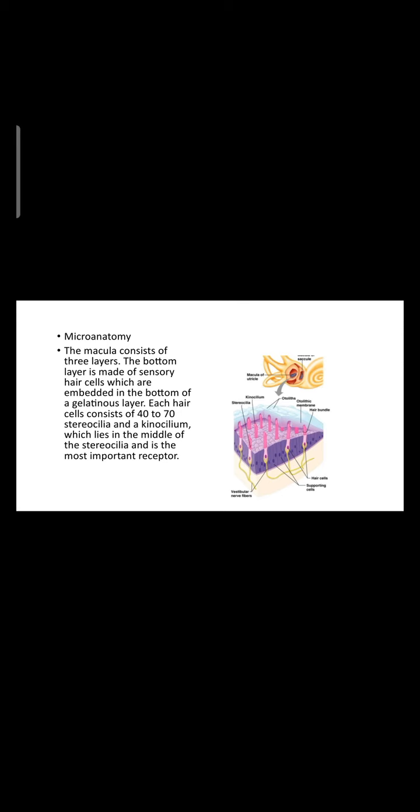Microanatomy. The macula consists of three layers. The bottom layer is made of sensory hair cells which are embedded in the bottom of a gelatinous layer. Each hair cell consists of 40 to 70 stereocilia and one kinocilium, and this is the most important receptor. These are the stereocilia scanning electron microphotographs. That is the kinocilium, several stereocilia 40 to 70, but one kinocilium.